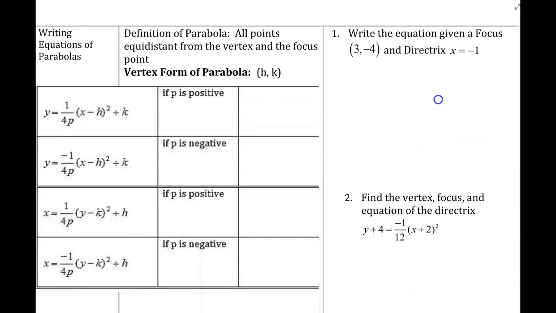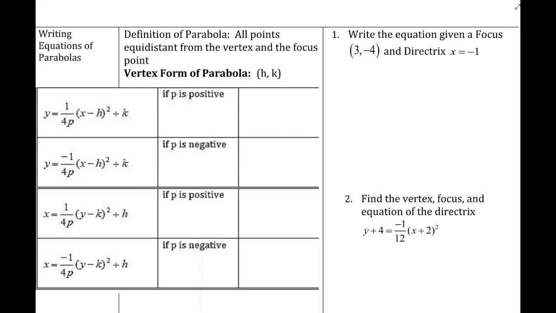Next, we're going to talk about, again, our parabolas. We have 4 different ways we can see the equation of a parabola written. So first, we have parabolas opening either up or down.